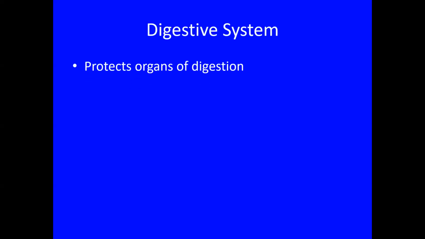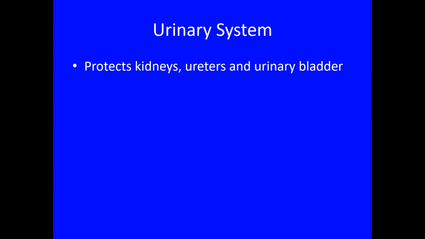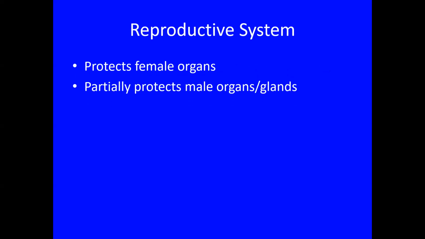With the digestive system, there is some protection provided for your digestive organs between your pelvis and even your spine. With your urinary system, again, it's going to protect almost all of your urinary system. So your kidneys, your ureters, and your urinary bladder are provided some protection by the pelvis. And lastly, with the reproductive system, it fully protects the female organs, and it helps to partially protect the male organs and glands of reproduction.